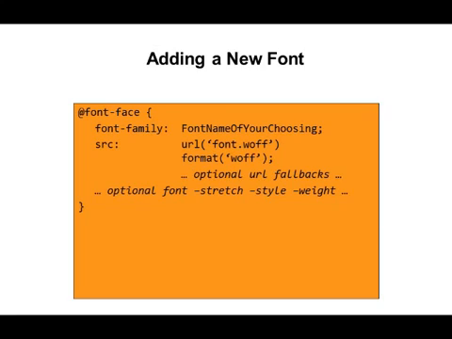What we could do here is put a comma instead of a semicolon, and we can have optional URLs for fallbacks. In other words, if a browser doesn't support that format, perhaps we can try another one. Examples would be SVG. So as we're looking at this, just keep in mind, this is all about just registering or adding a reference to a font, but we haven't used it yet.